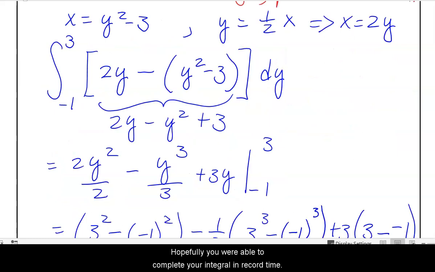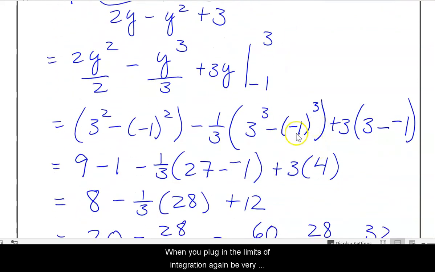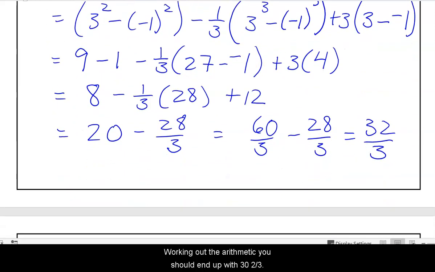Hopefully you were able to complete your integral in record time. If you did, be sure that you distributed the negative over both terms on the graph that is on the left side. When you plug in the limits of integration, again, be very careful with negatives, particularly those raised to odd powers, since they will maintain the negative sign. Working out the arithmetic, you should end up with 32/3.